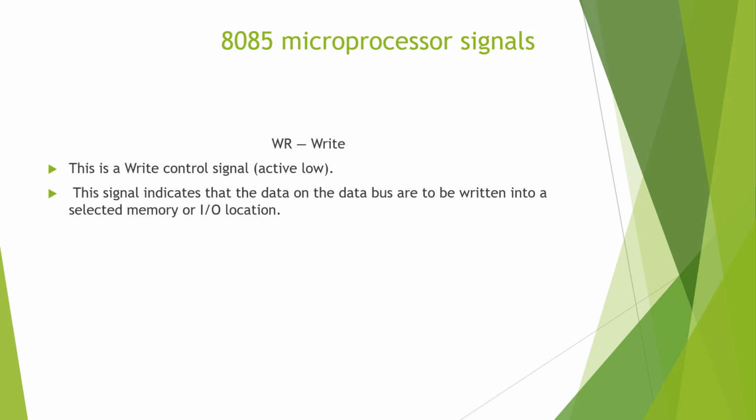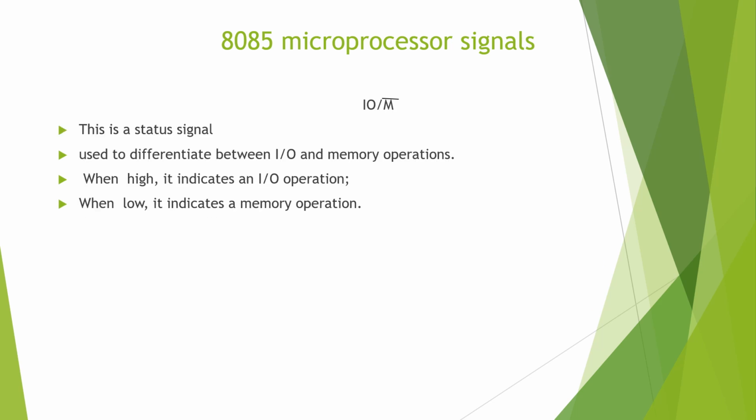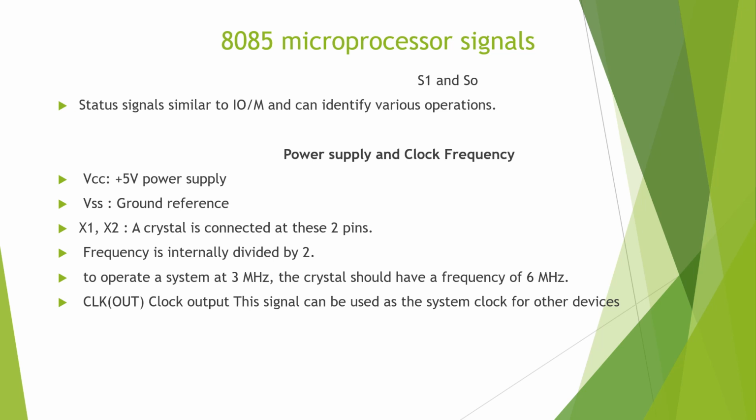WR is the write control signal, which is active low, and this signal indicates that the data on the data bus is to be written into a selected memory or IO location. IO/M is a status signal to differentiate between IO and memory operation. When the signal is high, it indicates an IO operation, and when the signal is low, it indicates a memory operation. S1, S0 are the status signals to identify the various operations.